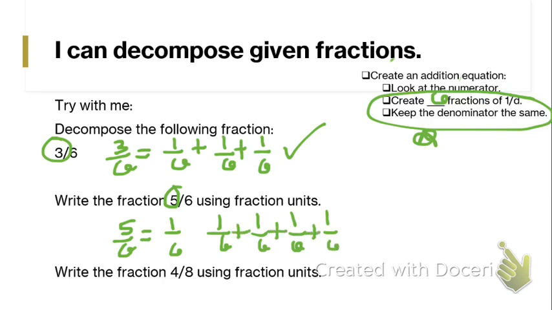Then you write in your plus sign. And then you're going to double check. 1/6 plus 1/6 equals 2/6 plus 1 more 6, 3/6 plus 1 more 6, 4/6 plus 1 more 6 is 5/6. It does work. And I do have an equation.